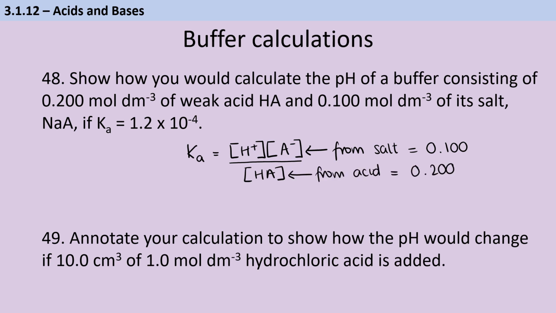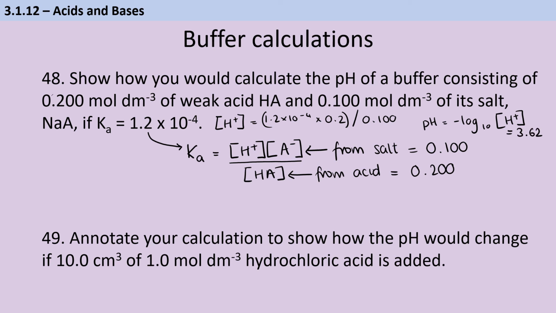And then the concentration of the acid we've been given from the question, and likewise Ka we've been given from the question. We can rearrange that expression to get hydrogen ion concentration on its own, and then we can plug that value into a pH calculation to give us an initial pH of 3.62.